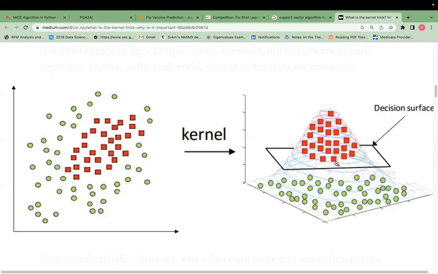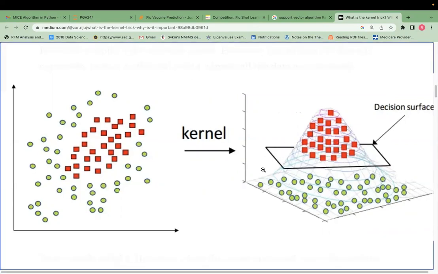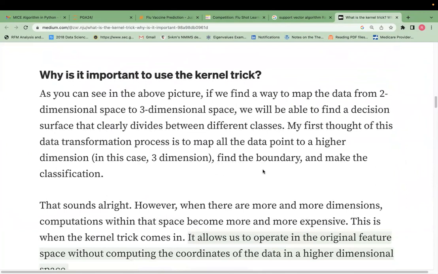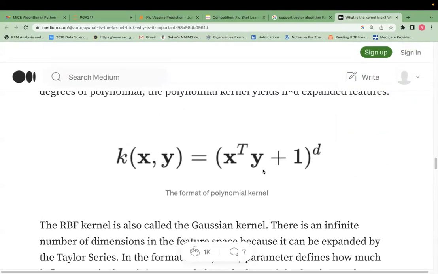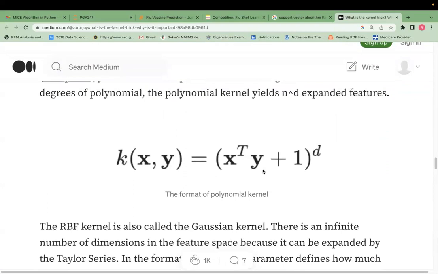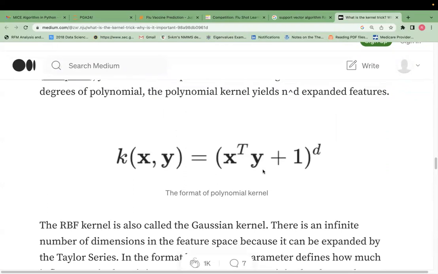Once you create a three-dimensional hyperplane, then you can draw a decision surface or you can draw a linear boundary. Now, to do this, the kernels are very important. One of the kernels is the polynomial kernel: K(x, y) = (x transpose y + 1) to the power of d, where d is the number of dimensions.